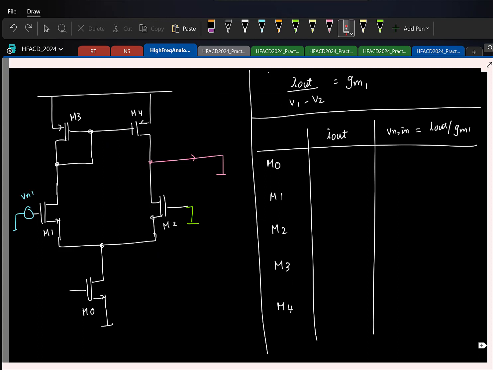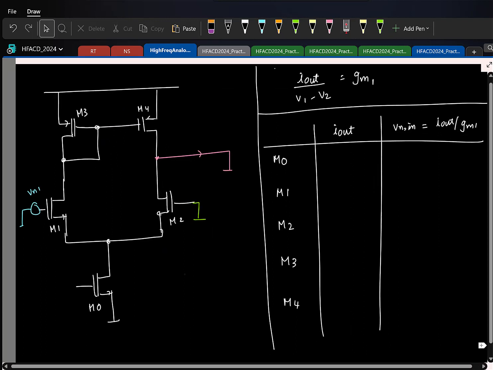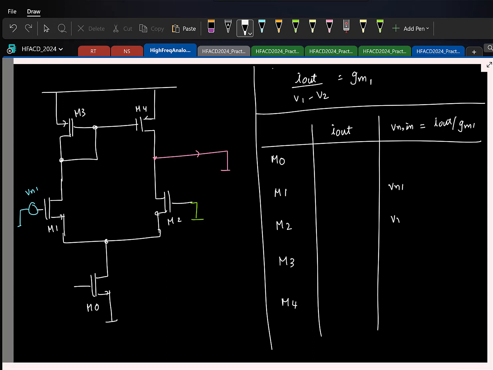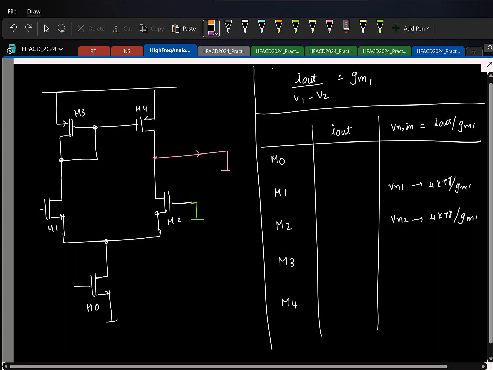Here, can you tell me what will be the contribution of M1 to VNN? It's basically VN1. Similarly for M2, it's VN2. And this has a power spectral density of 4 kT gamma by GM1. This will also have 4 kT gamma by GM1, assuming GM1 and GM2 are the same. So this is straightforward, so you don't have to worry about this. Fine. So now let's look at M0.